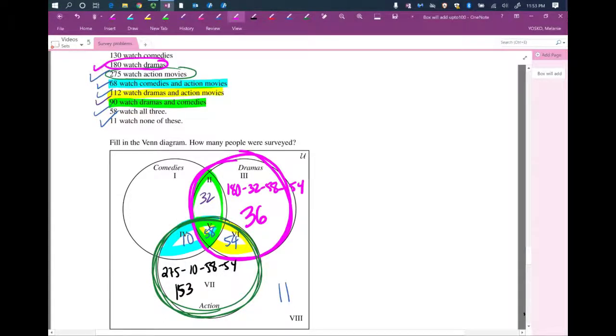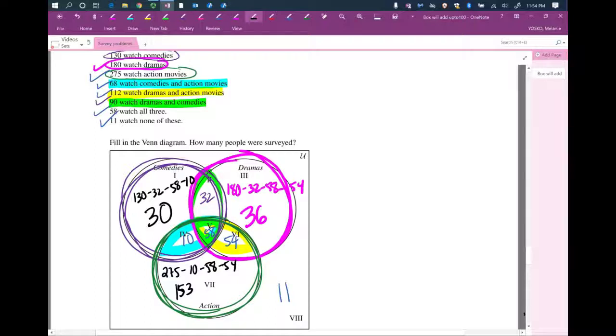Okay, almost done. Looks like we have one more piece. 130 watch comedies. So here's the comedy circle. 130 will be the sum of all of the pieces in this circle. So 1, 2, 3, 4 regions. So you're going to have 130 will be the sum of the 32 plus the 58 plus the 10 and whatever's in here, right? So if you're trying to figure out what goes in region 1, you do 130 minus 32 minus 58 minus 10. And looks like that is 30.